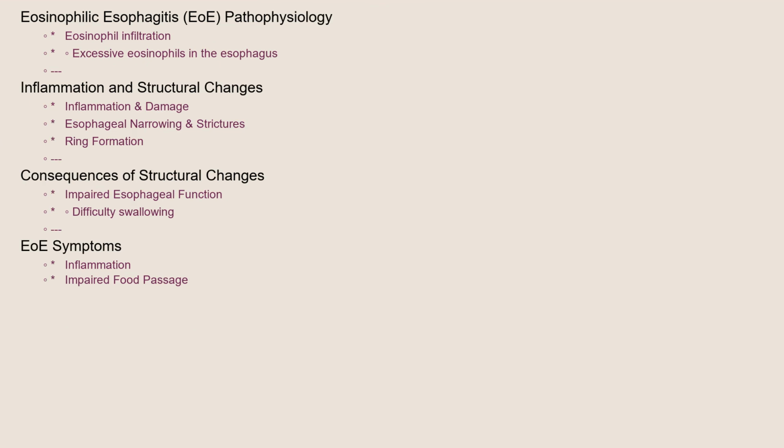The presence of excessive eosinophils in the esophageal lining causes inflammation and damage. This inflammation can lead to esophageal narrowing, strictures, and the formation of rings. These structural changes impair the normal function of the esophagus, making it difficult for food to pass through smoothly. The impaired passage of food and inflammation is the primary reason for EoE symptoms.